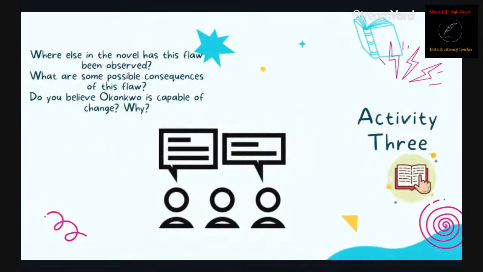Next, the class has a discussion about the questions on the screen. Where else in the novel has this flaw been observed? So definitely they should have been able to identify a flaw in Okonkwo. What are some possible consequences of this flaw? Do you believe Okonkwo is capable of change? Why? To support students, the teacher might have a conversation about "Mother is Supreme" with the class and see how it relates to their cultures.